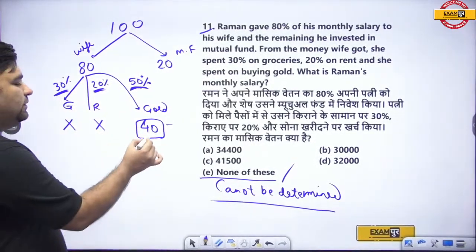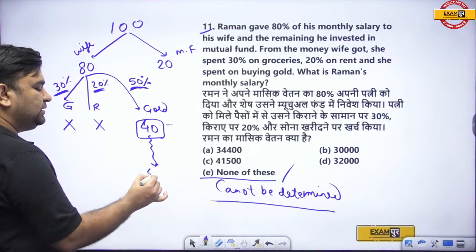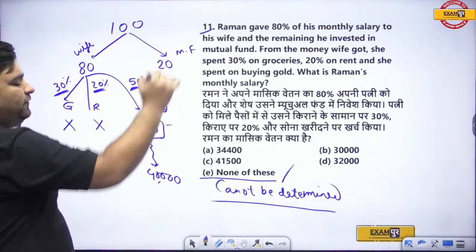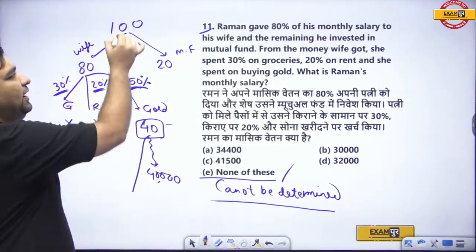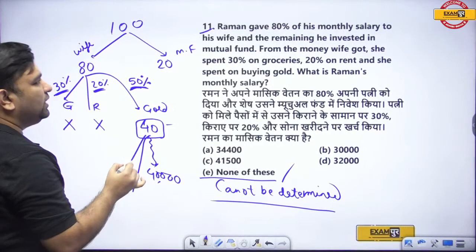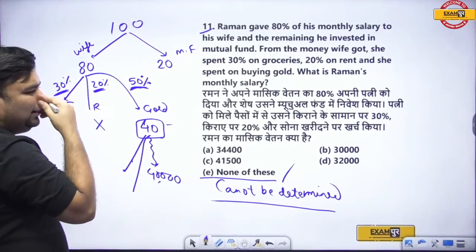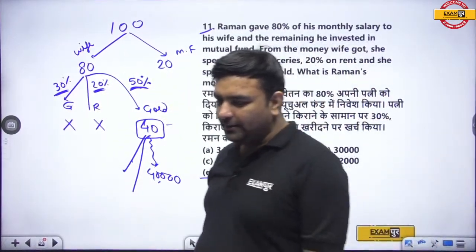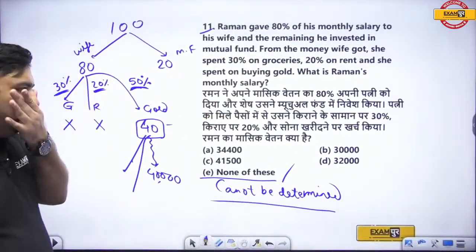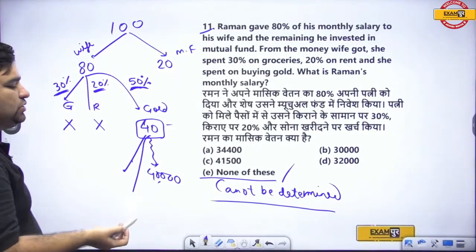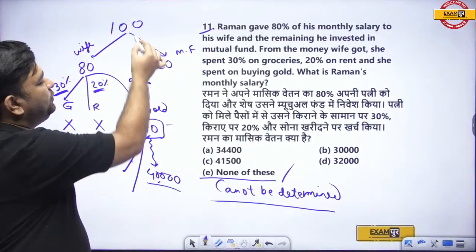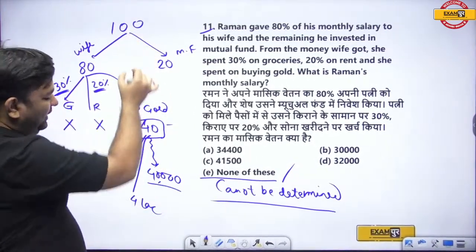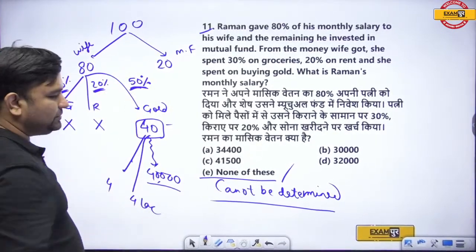If this 40 is given as 40,000, then 100 would be 1 lakh. If this is given as 4 lakh, it would become 10 lakh. If this is given as 4,000, it will become 10,000. So it's a subjective matter. The exact amount on gold is not known.